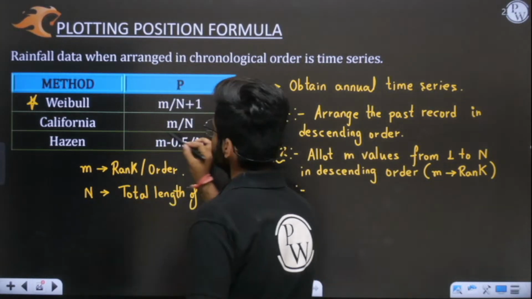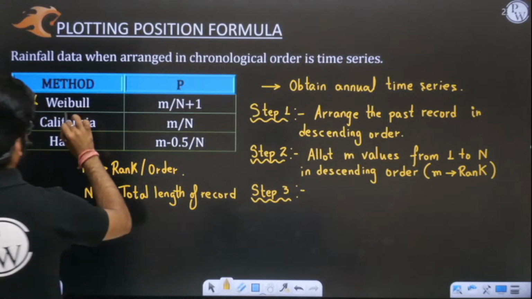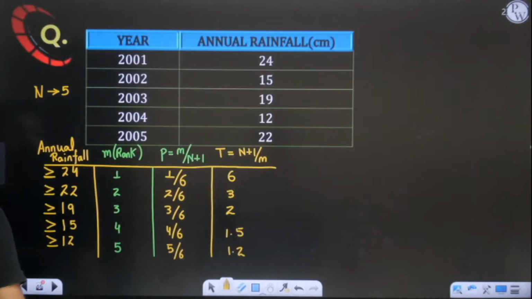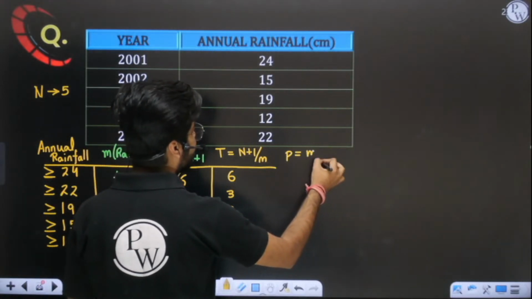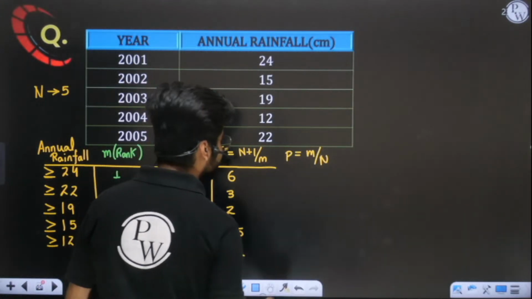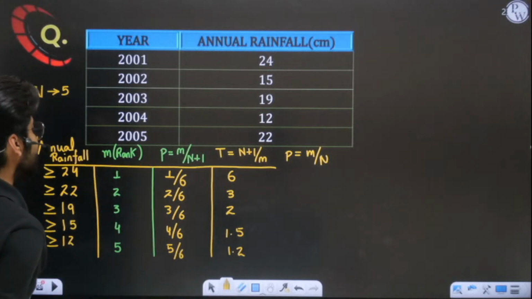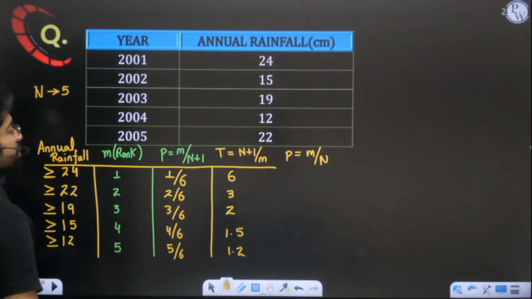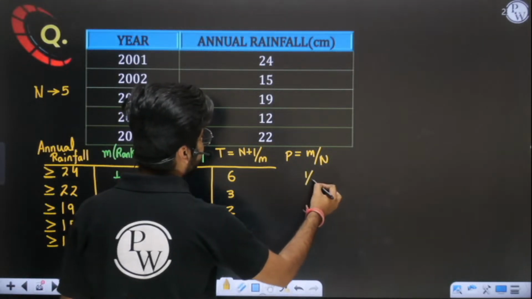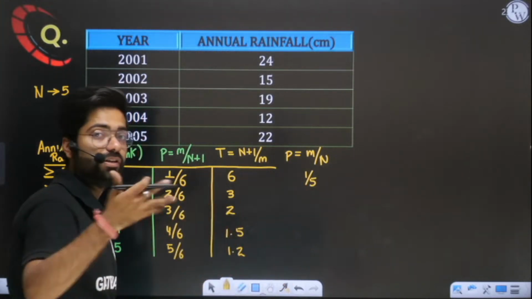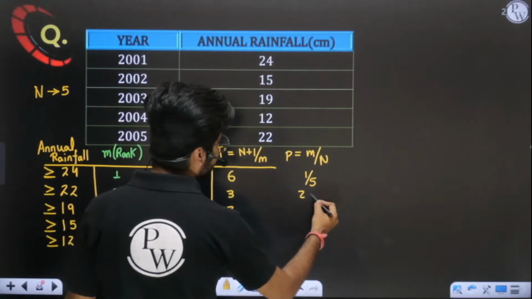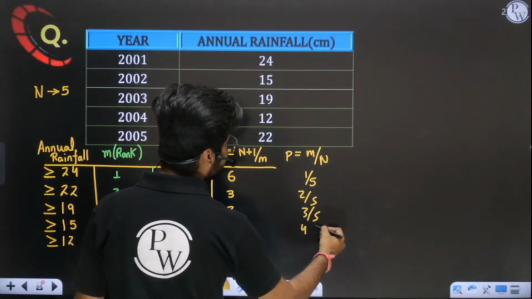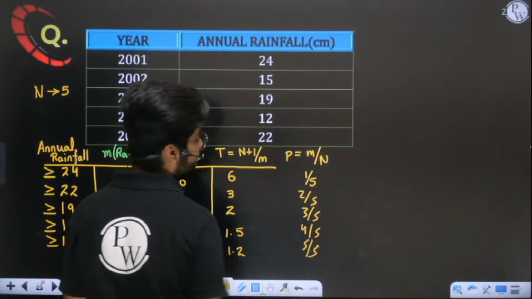Okay, I can use Weibull formula. If I would have used California formula here, the formula would have been P is equal to M upon N. In that case, what would have been the probability? Sir, in that case, the probability would have been 1 upon 5 because N is 5. No N plus 1, we have only N, 1 by 5. In second case, the probability would have been 2 by 5. Third case, 3 by 5. Fourth case, 4 by 5. Last case, 5 by 5, like this.